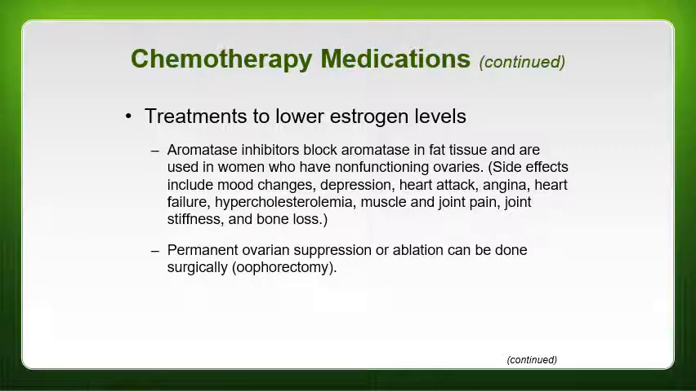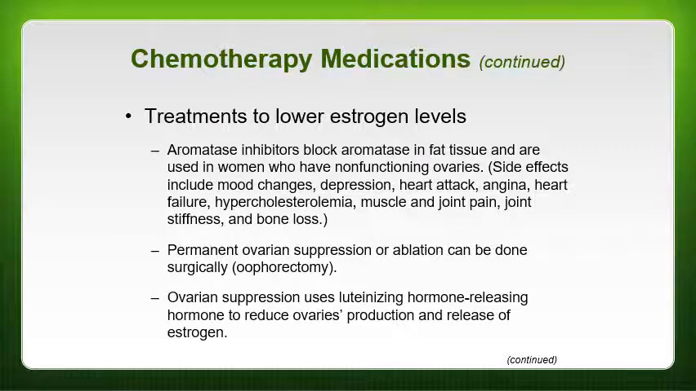Now, some individuals will just have permanent ovarian suppression or ablation. That could be done surgically. Oophorectomy is removal of the ovaries, so that is another thing that can also be done for these individuals. And again, ovarian suppression utilizes luteinizing hormone releasing hormone to reduce the ovaries' production and release of estrogen.